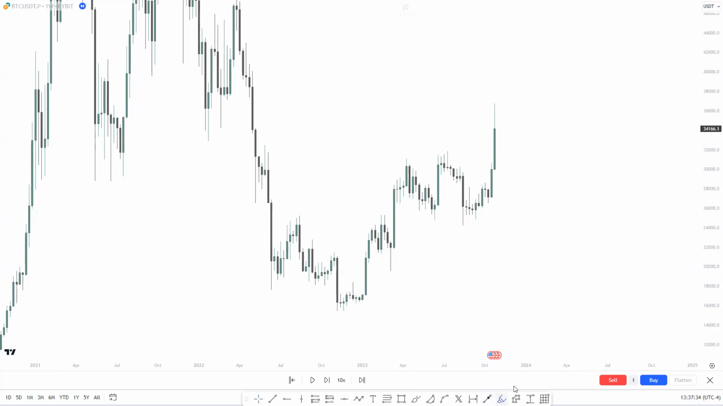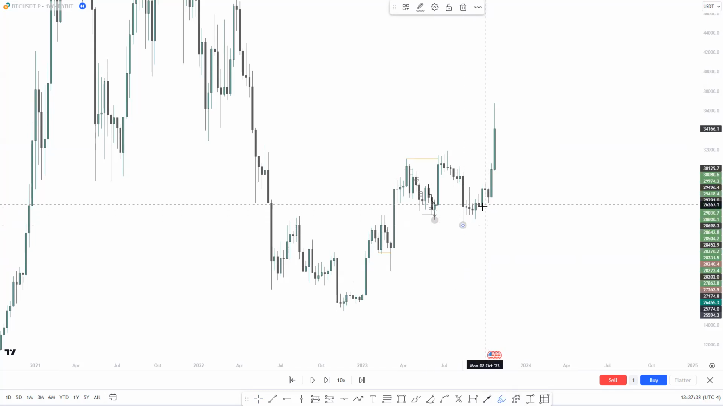Why? Because have a look. Short-term low to the left, intermediate term low, and a short-term low to the right side of it. So it gives us a bias to go up, right? Yeah, exactly.